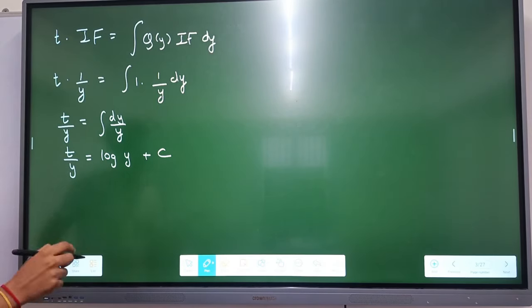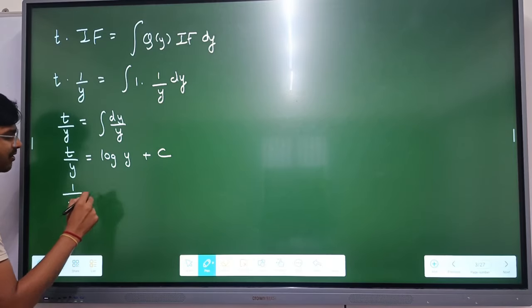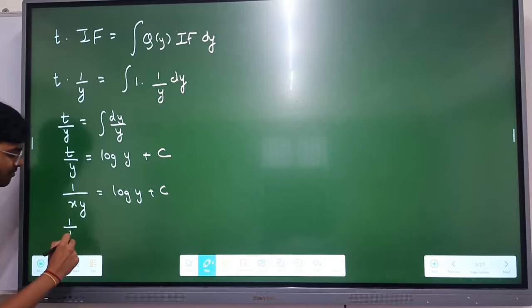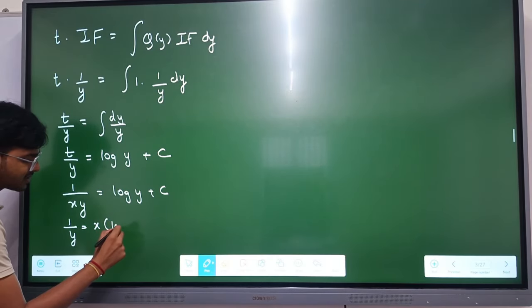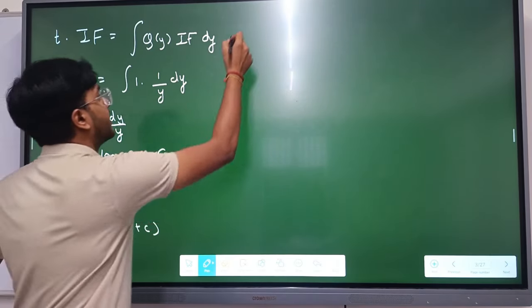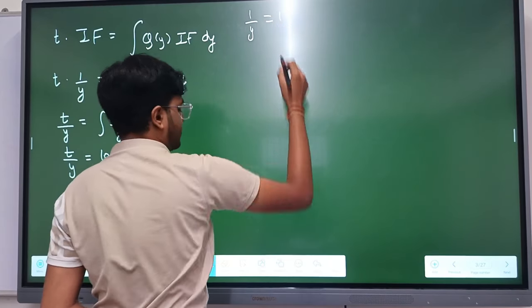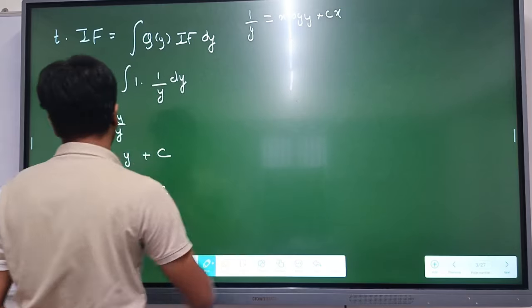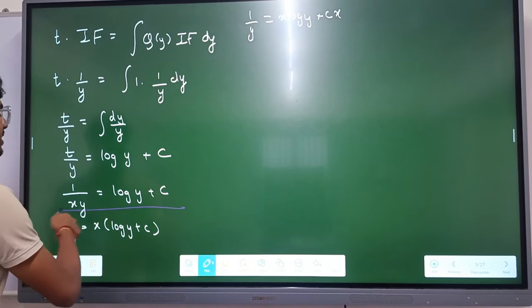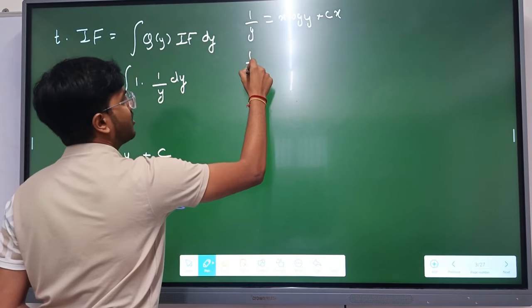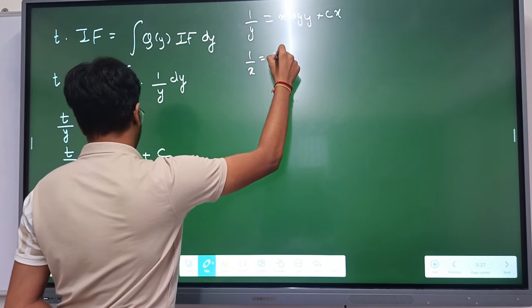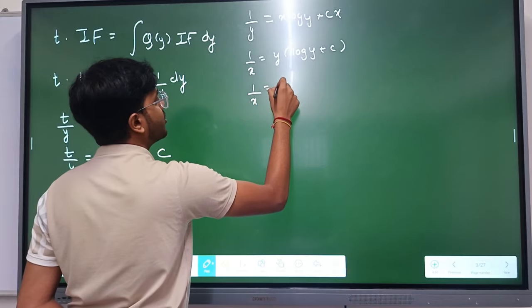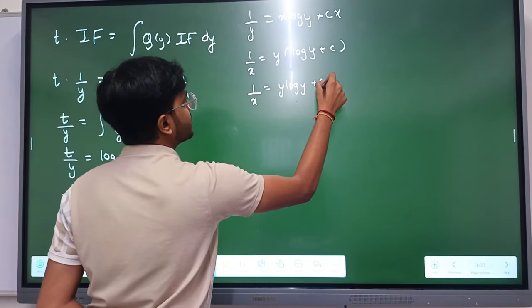What was t? T value was 1 by x. So what do we get? 1 by xy equal to log y plus c. Now if I send x over here, what will I get? 1 by y equal to x times log y plus c. That is 1 by y equal to x log y plus cx. And if I send y here instead, what will I get? 1 by x equal to y times log y plus c. That is 1 by x equal to y log y plus cy.